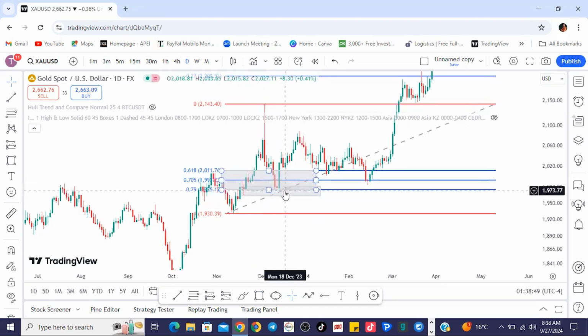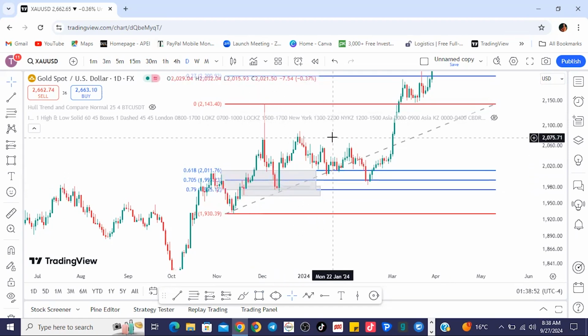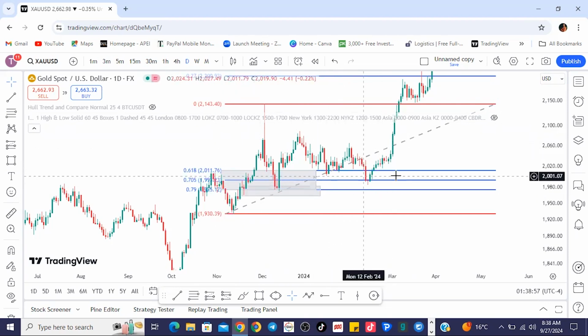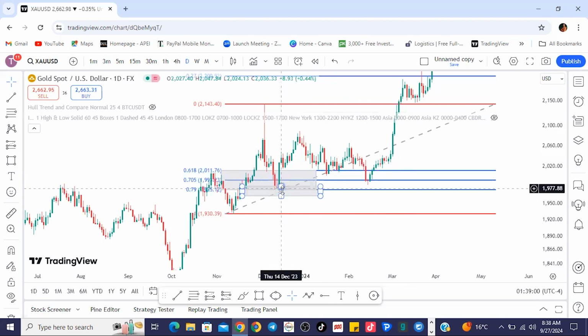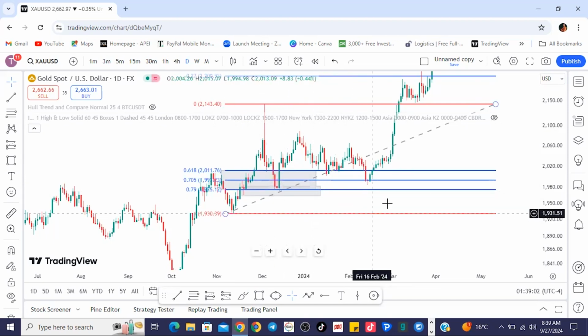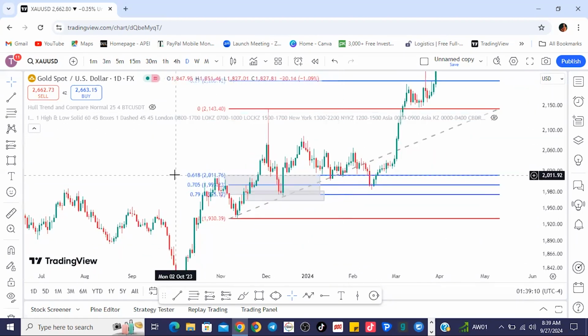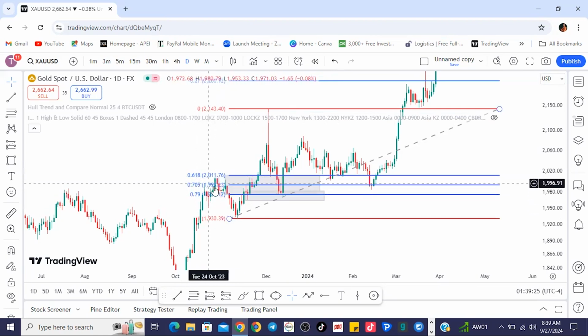The price came and tapped into this engulfing, and then started pushing up. Though it consolidated at this level, remember, if you are taking a trade from here, your stop loss needs to be slightly below here. But finally, you saw this market push on the upside. So according to ICT Fibonacci, 0.618 or 61.8, 0.705 and 0.79, these are the retracement levels.